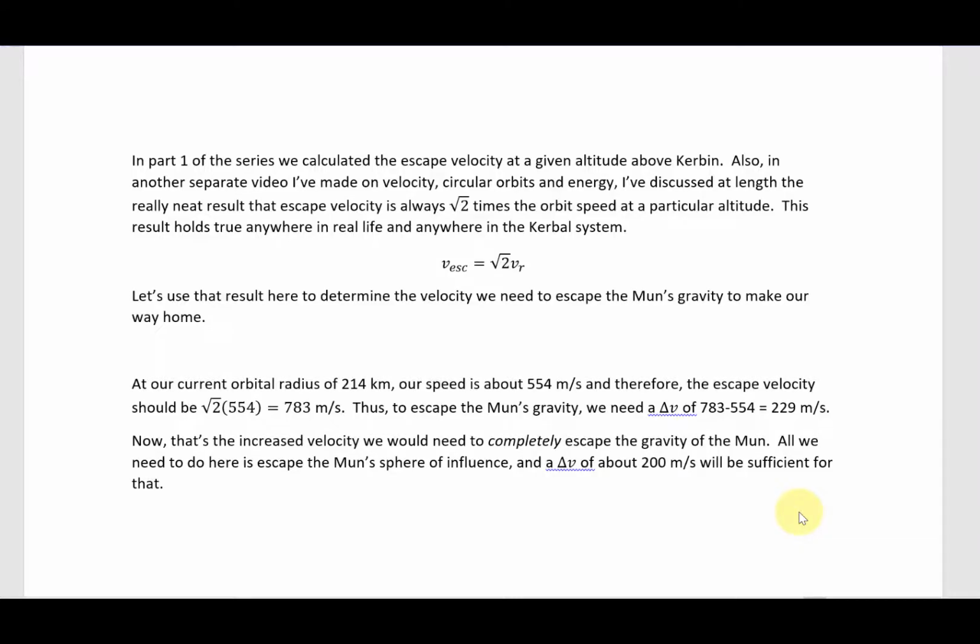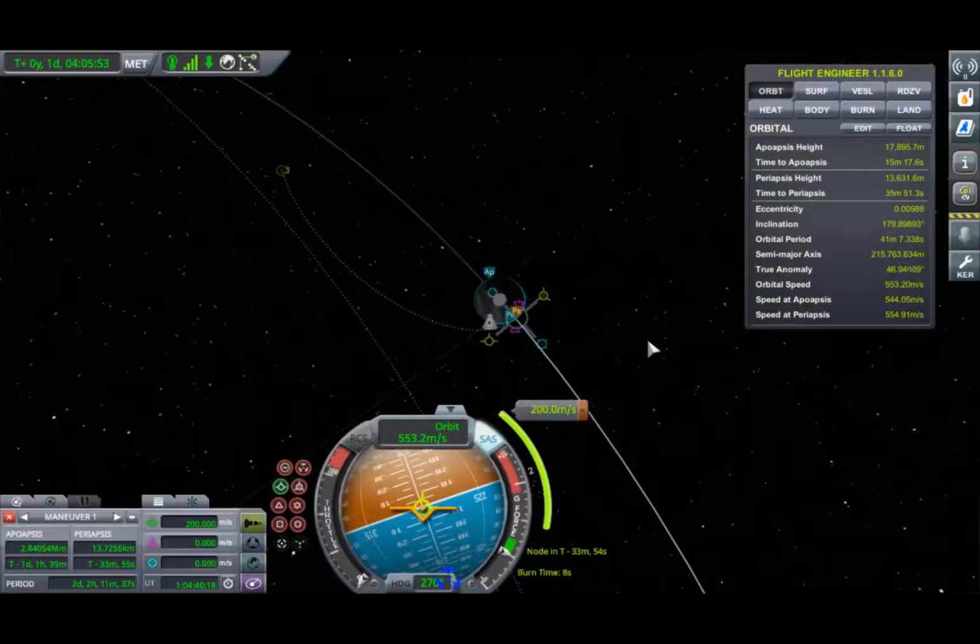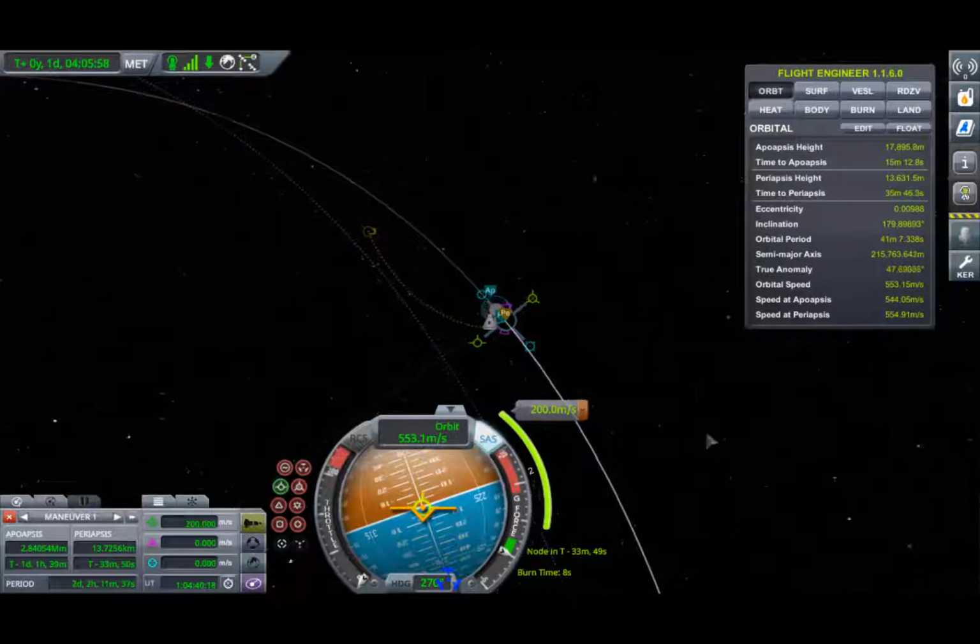At our current orbital radius of 214 kilometers, our speed is about 554 meters per second, and therefore the escape velocity should be square root of 2 times 554, which is about 783 meters per second. Thus, to escape the Mun's gravity, we need a delta V of about 230 meters per second. Now that's the increased velocity we would need to completely escape the gravity of the Mun. All we need to do here is escape the Mun's sphere of influence, and a delta V of about 200 meters per second will be sufficient to do that.